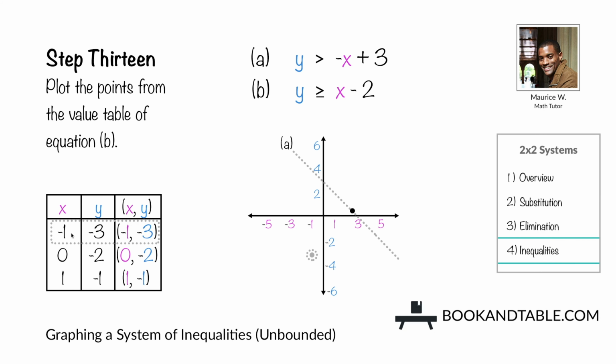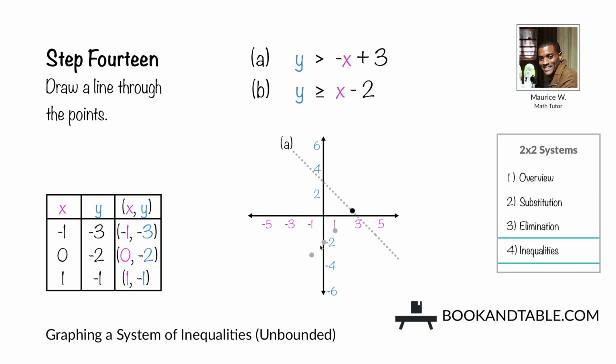So the first point is negative 1, negative 3. So you go to your coordinate plane and plot the point. The next point is 0, negative 2. So you plot the point. And the third point is positive 1, negative 1. Plot the point. And now you have the 3 points that will allow you to sketch equation B onto the coordinate plane.